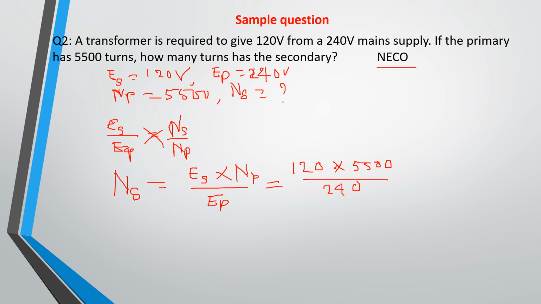Okay, so work this out with your calculator. You are going to have 2,750 turns in the secondary core. Okay, so I think this question is really simple and it's something that you can easily relate with. Let's do another one.